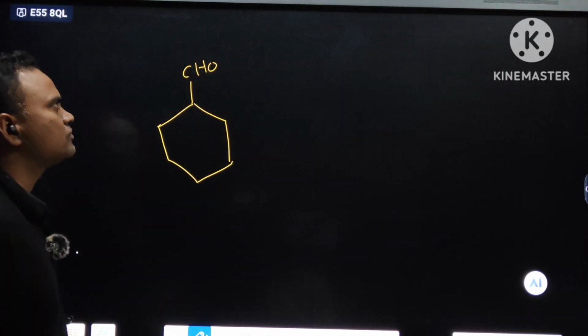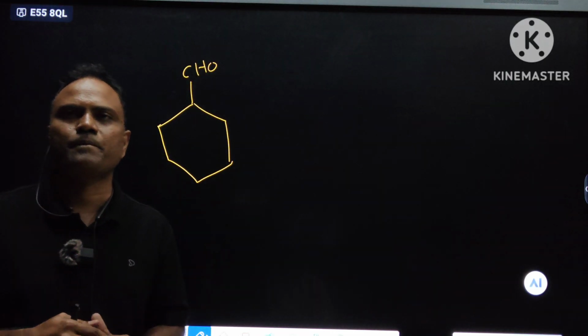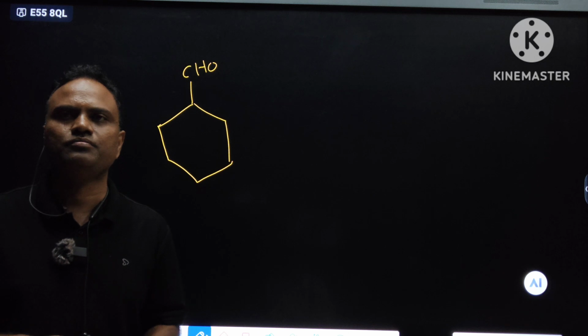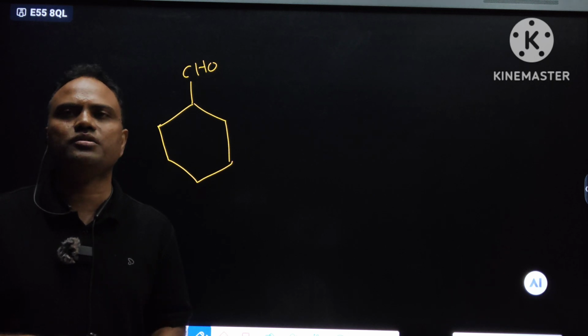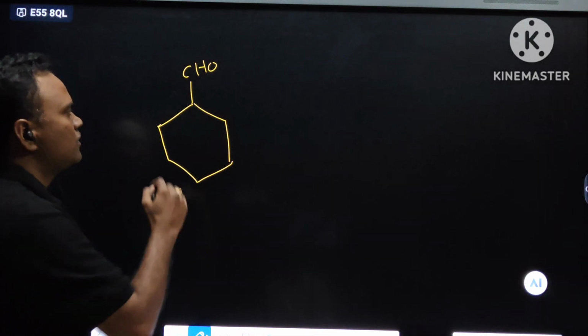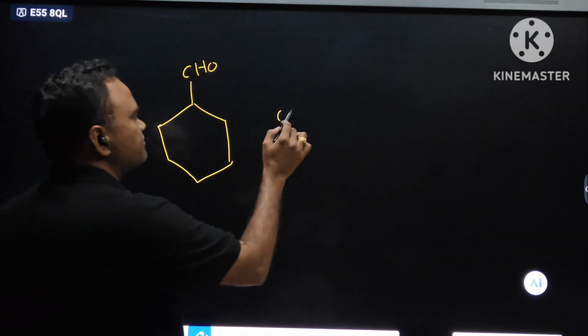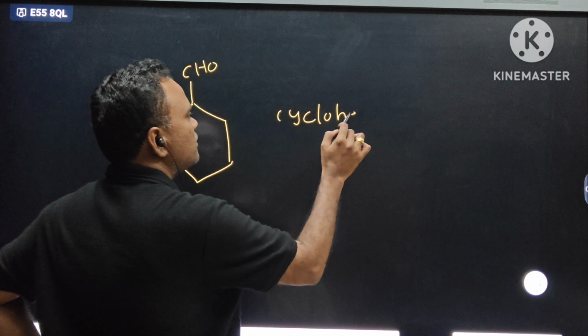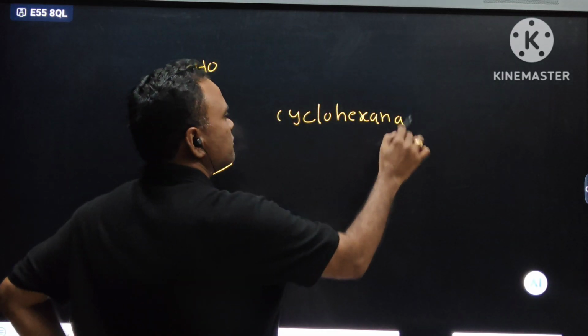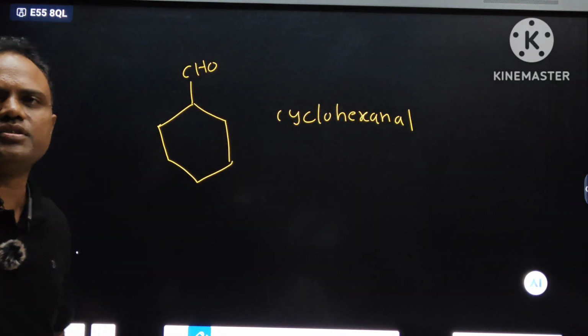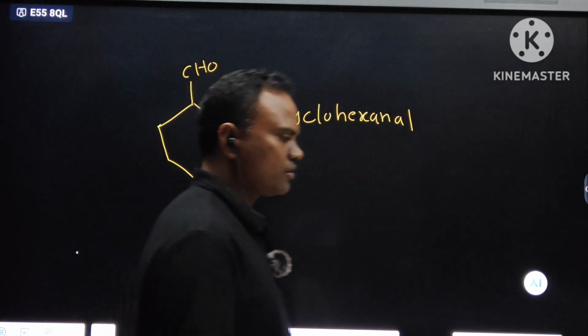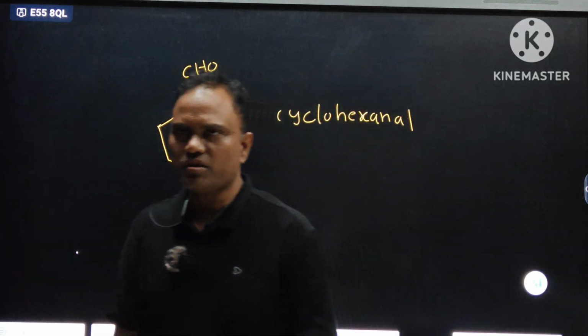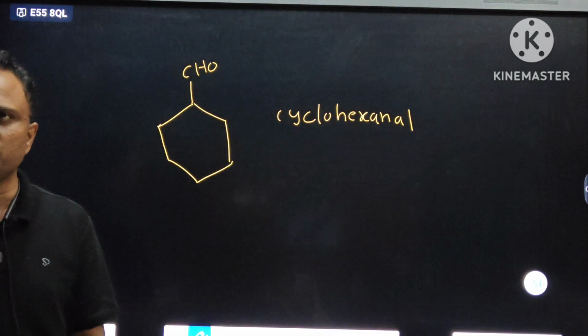CHO. Cyclohexane. This is not a benzene ring. Cyclohexane. Tell me, is this cyclohexanol? Correct or no? Kritika, is it correct? It is not correct.